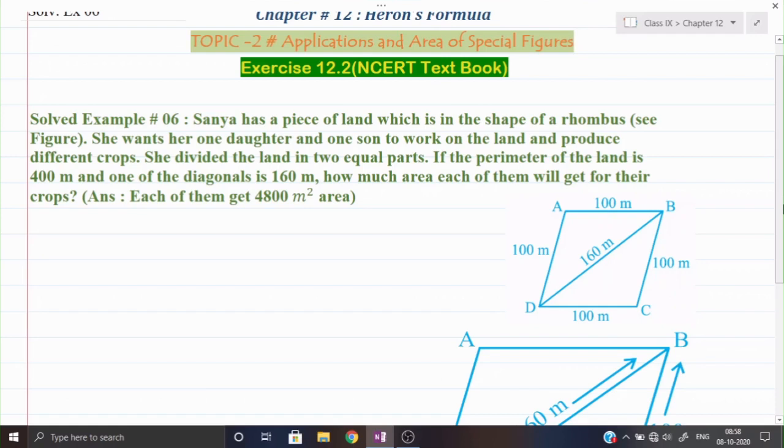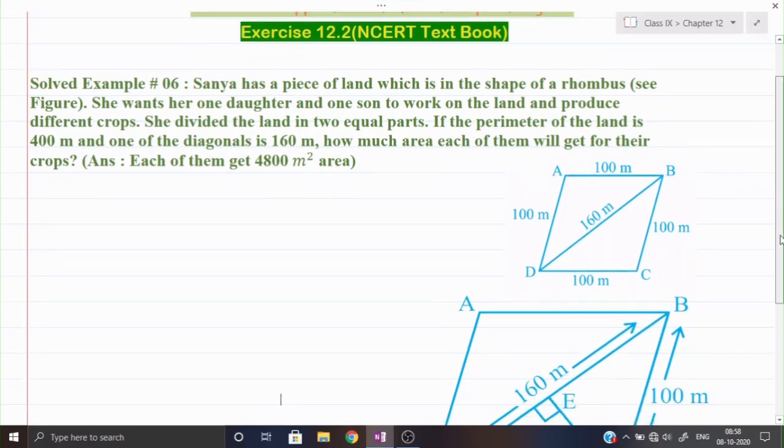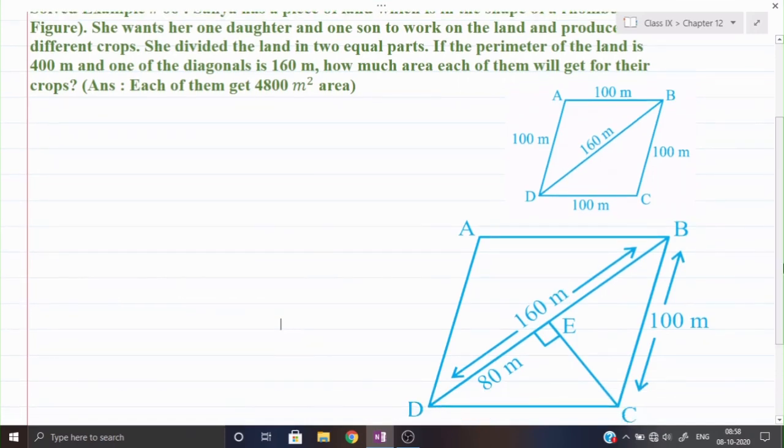But one problem is there in this question. We cannot solve this question with the help of Heron's formula. Okay, because as per the new syllabus or the reduced syllabus, we can say that the area of a quadrilateral could not be found with the help of Heron's formula. So see, we can find out by some other method.